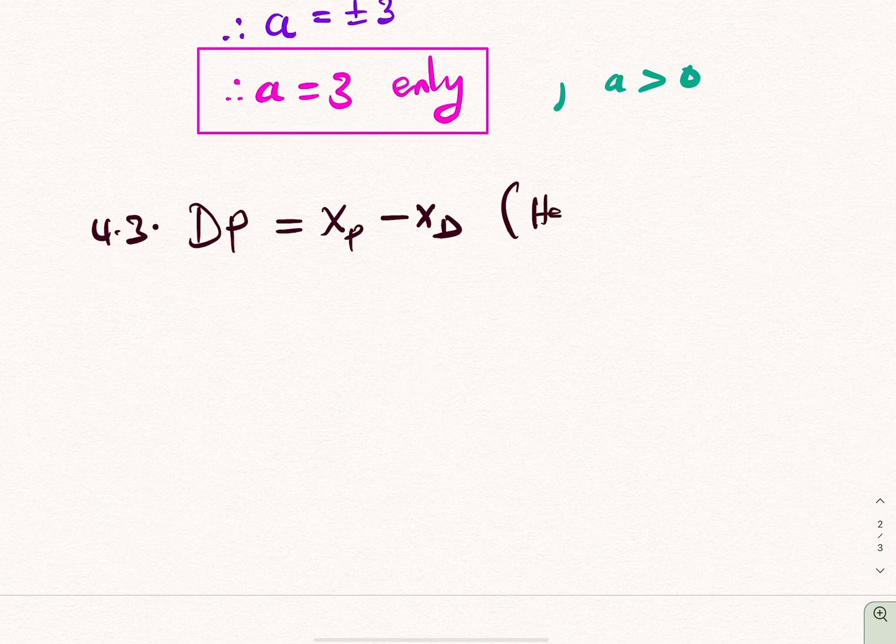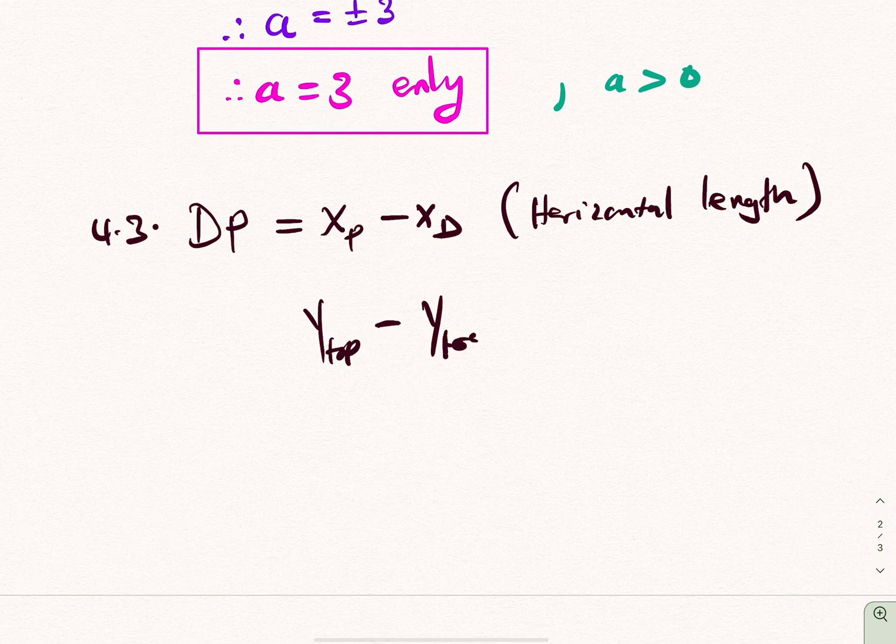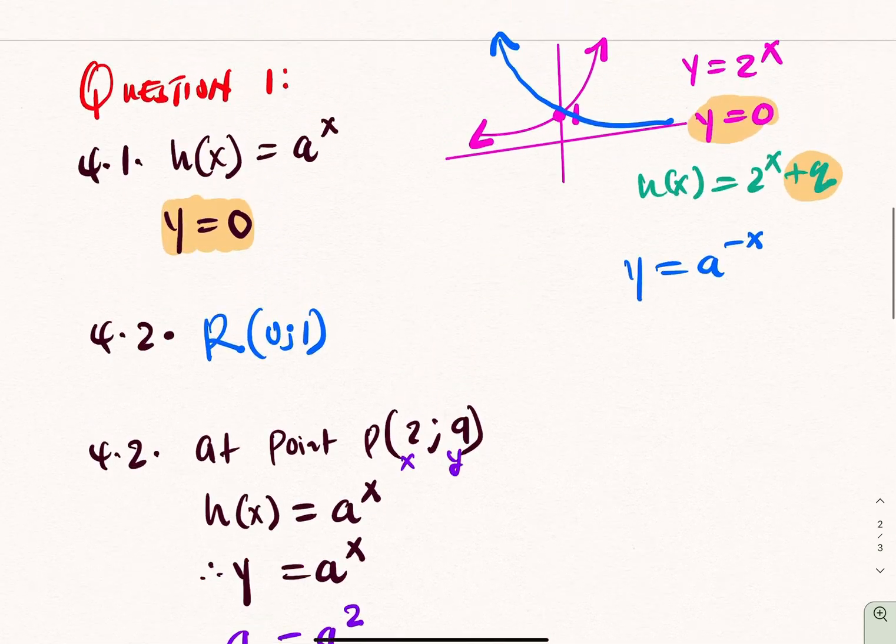If you can get that correctly, this one is the horizontal length. Let me write it here. This one is the horizontal length. We also have the vertical length. But for vertical lengths, that's when you say it's y top minus y bottom. And that's where you also do your maximum length and your minimum length, because it largely results in a quadratic. So I want to find the x at what?